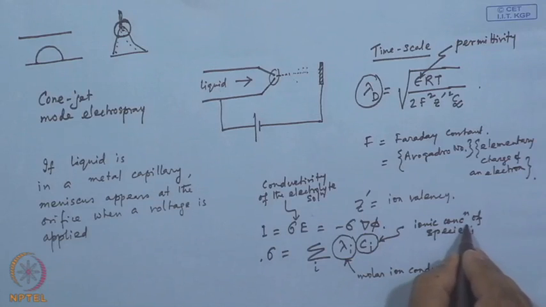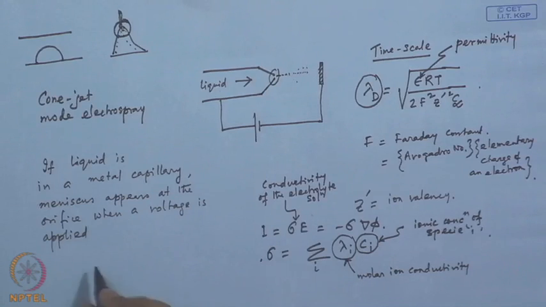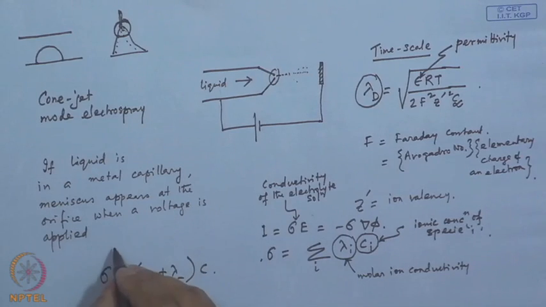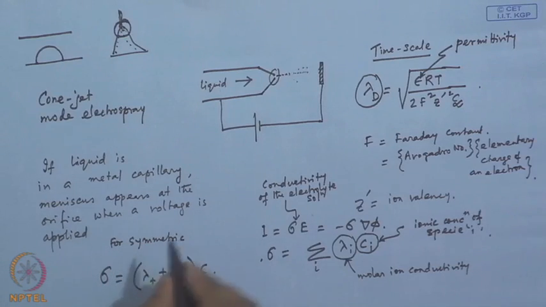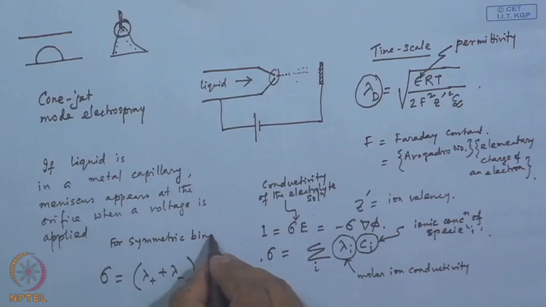Now, if you are looking at a symmetric binary electrolyte with ion concentration of C, then you write sigma as equal to lambda plus plus lambda minus into C. So, this is for a symmetric binary electrolyte with ion concentration C.